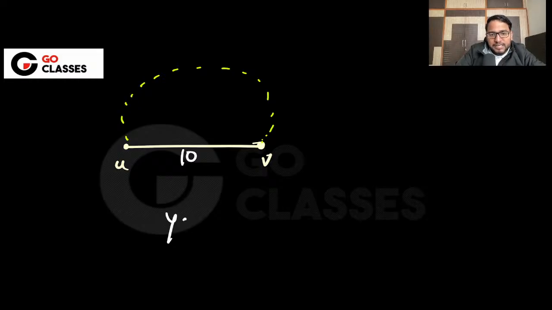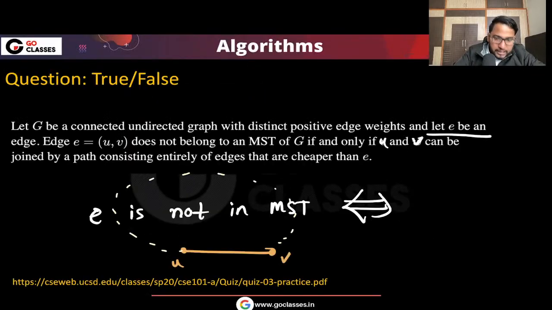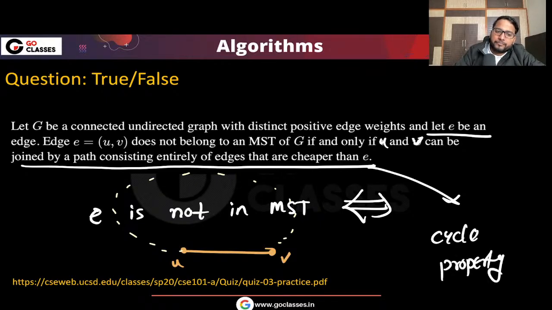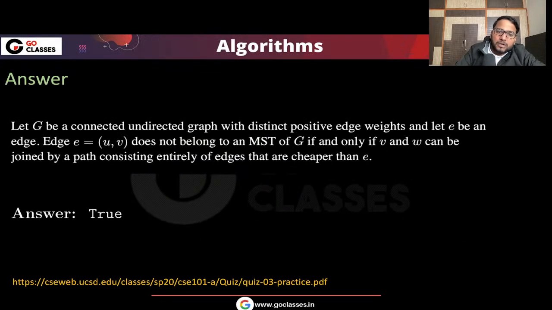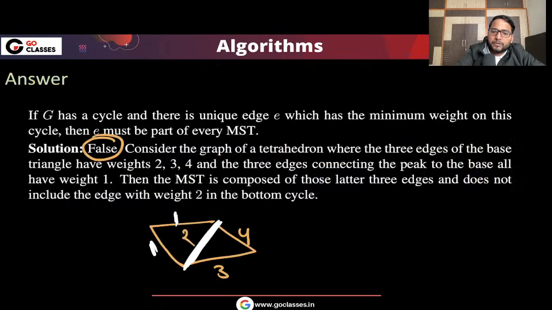Basically, yes, right? This is actually the cycle property. They have just given the cycle property in some other form. Instead of directly saying cycle, they are saying there is some other path. They have just twisted the words. So all edge weights are distinct and they have just twisted the words, joined by a path consisting entirely of edges which are cheaper than E. So this is the cycle property only, right? So the answer is true. Okay. Let me know if you have understood this question. This was question number 11.